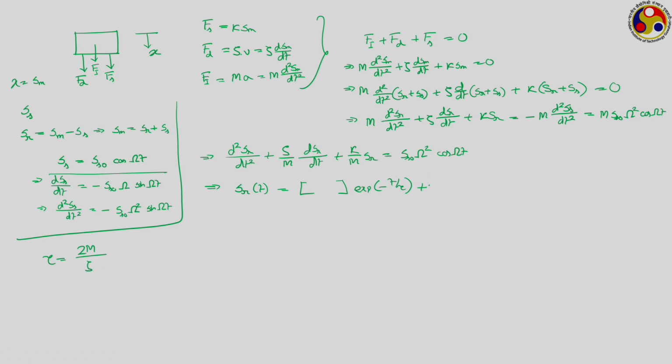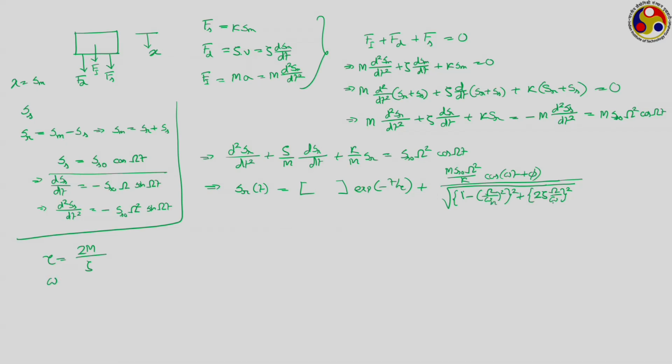And the one that is of major importance to us is the second part. In the second part, we are having m s_SO Ω² upon k into cos of (Ωt plus phi), where phi refers to the phase angle, divided by root over (1 minus (Ω/ω)²)² plus (2 zeta Ω/ω)². Here this omega refers to the natural frequency.